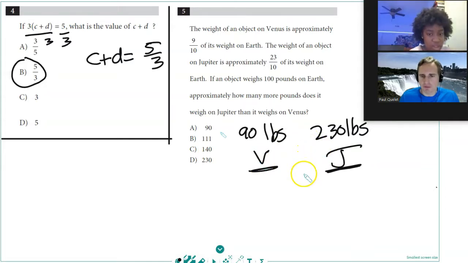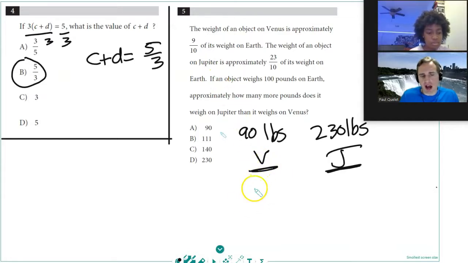But yeah, I just got to the other one, and you have 90 over 100, and you have 230 over 100, and so then it was asking how many more pounds does it weigh on Jupiter than it weighs on Venus. If it's on Earth, then... Or wait, no. Never mind, I read that first part wrong. It's asking if an object weighs 100 pounds on Earth. 100 pounds on Earth. Yeah, but it's not out of 100, just if it weighed.